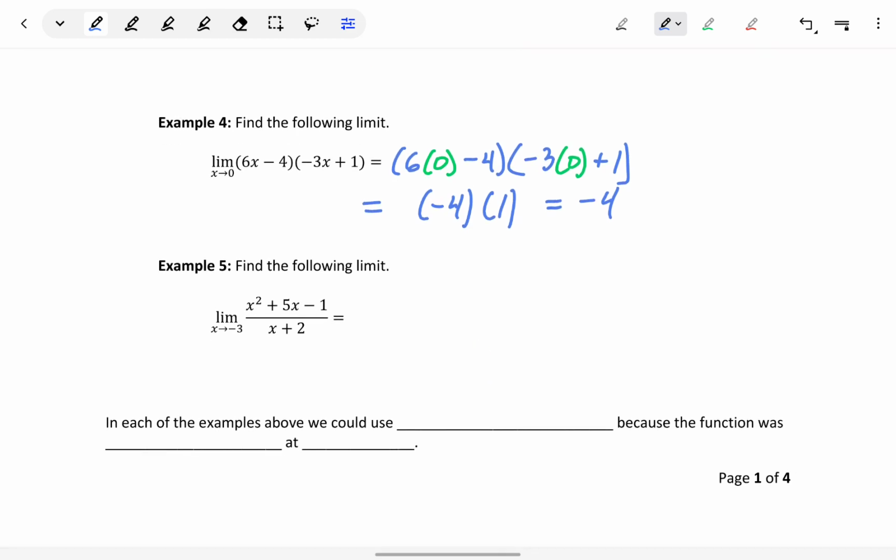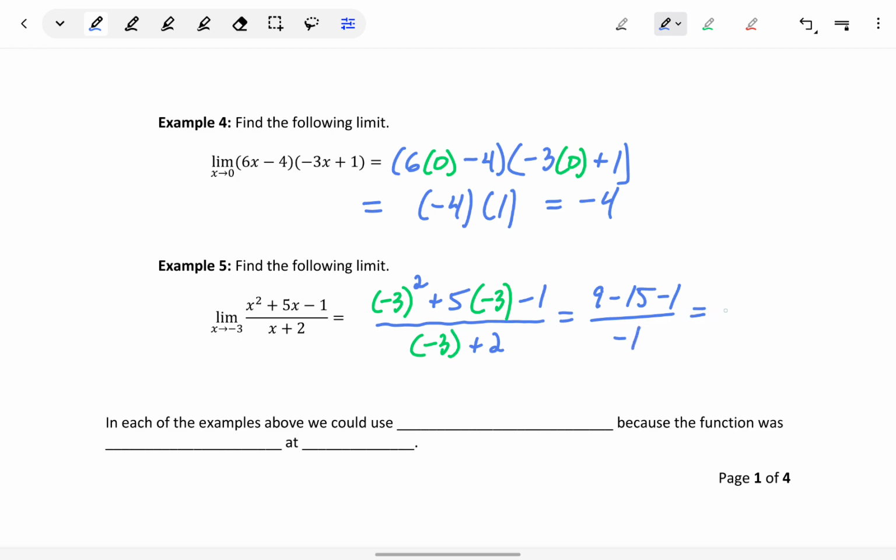And then we'll do that same process one more time with example 5. Using direct substitution, we'll plug in x equals negative 3 everywhere an x occurs. So we'll get negative 3 squared plus 5 times negative 3 minus 1 all over negative 3 plus 2. This will end up being 9 minus 15 minus 1 all over negative 1, or positive 7.